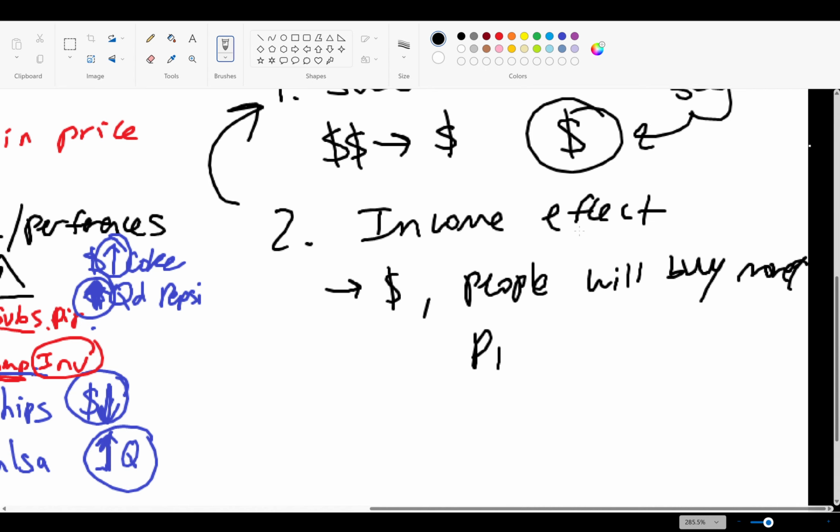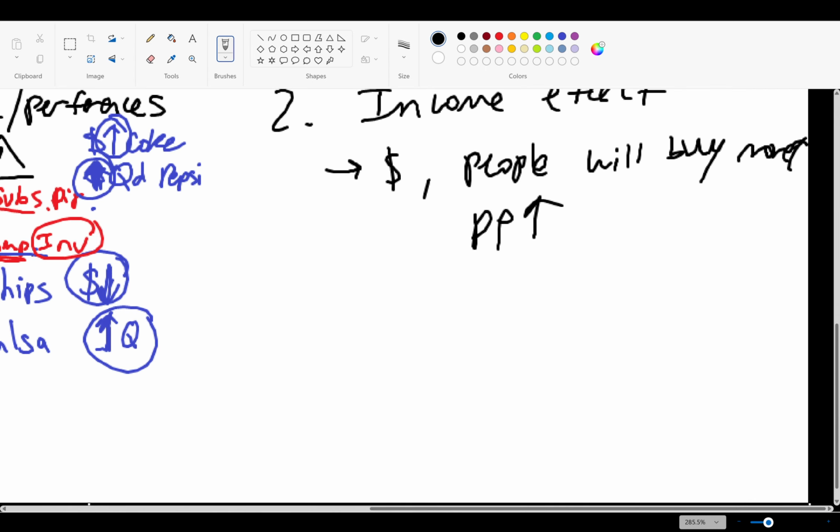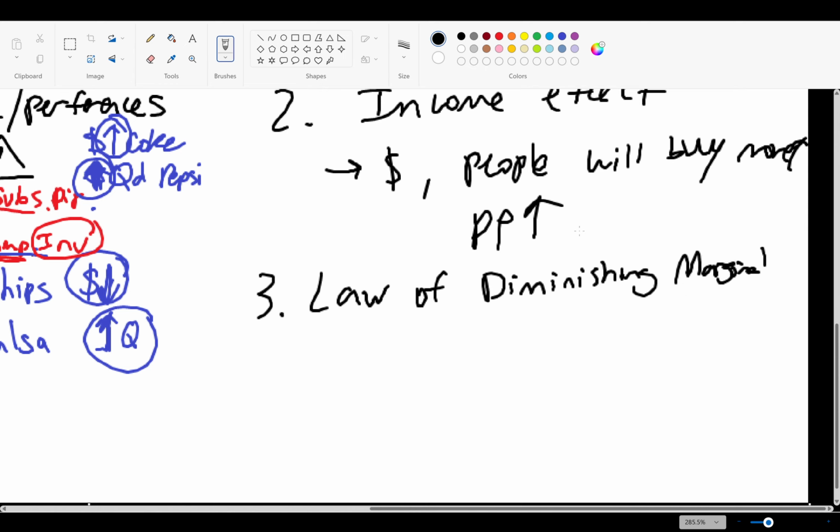So their purchasing power increases. Now, the final idea that you need to know is the law of diminishing marginal utility. This might sound like a mouthful, but it's not that bad. So the basic idea is very straightforward.